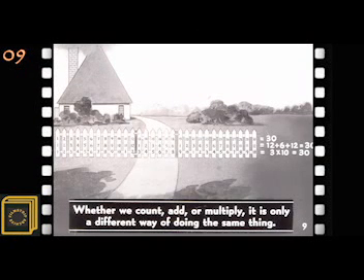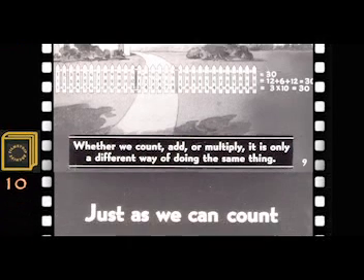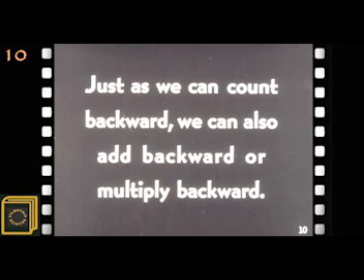Whether we count, add, or multiply, it is only a different way of doing the same thing. Just as we can count backward, we can also add backward or multiply backward. We know there are 30 pickets in all, and there are 6 in the gate. This leaves 24 in the 2 fence sections. Subtraction is the opposite of addition.